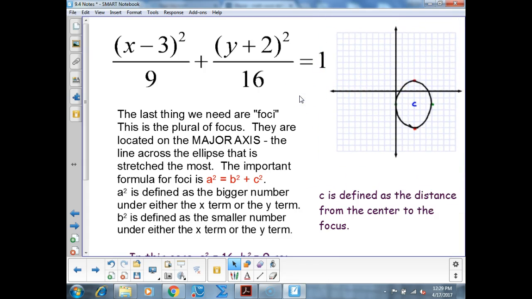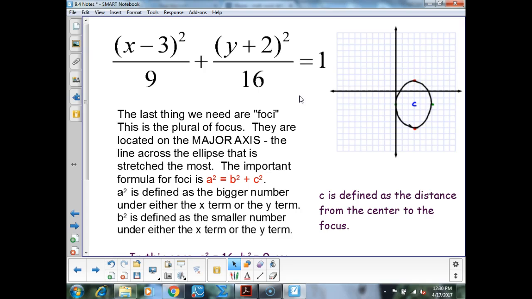Okay. The last thing that we have to find are the foci. Foci is the plural of focus. They are located along the major axis. Which is the major axis in this one? The horizontal axis or the vertical axis? Why vertical? Because it's bigger. Exactly.